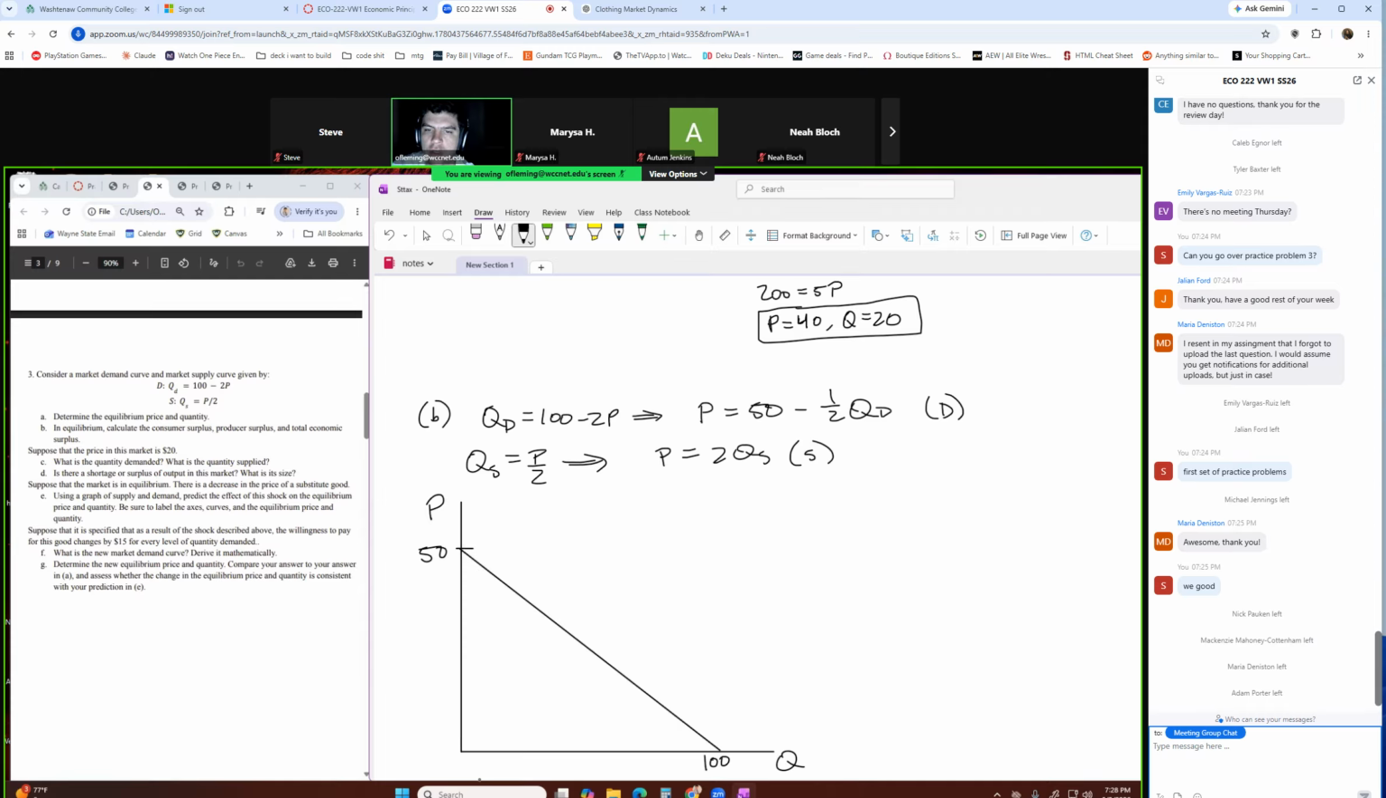And then supply is going to be 2Q_s. So at 100, it's going to be 200. At 50, it's going to be 100. At 25, right here, it is going to be at 50. So like this. Okay, so there you go. And then the equilibrium, we know, happens at 40, 20.